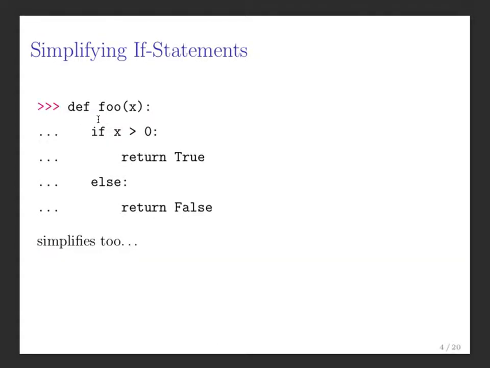Here's another one, and this is a very common thing that new programmers write that is unnecessary. So if I define a function called foo, and it takes in an input x, and I say if x is greater than 0, return true, else return false. How can I simplify this?